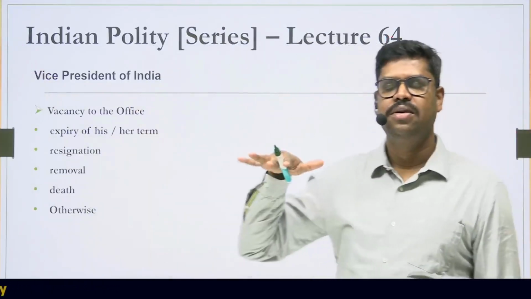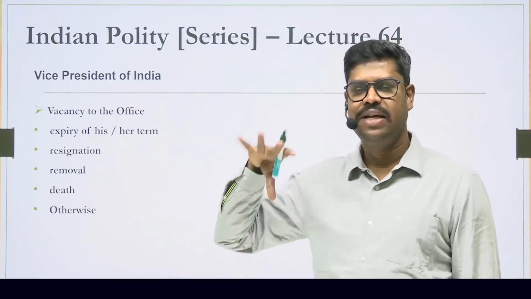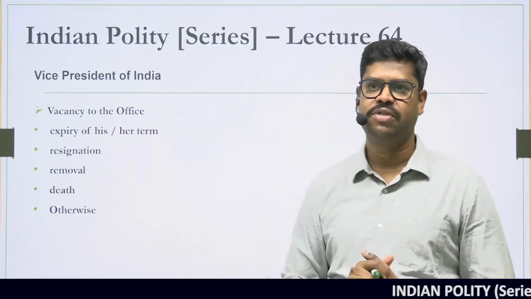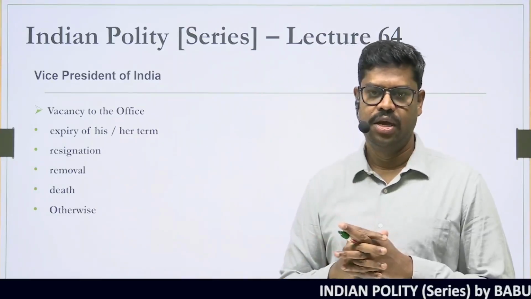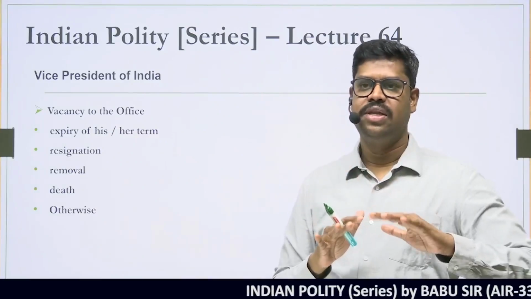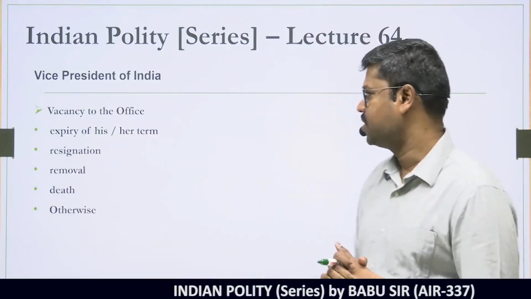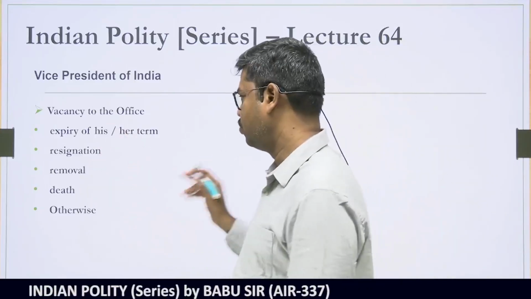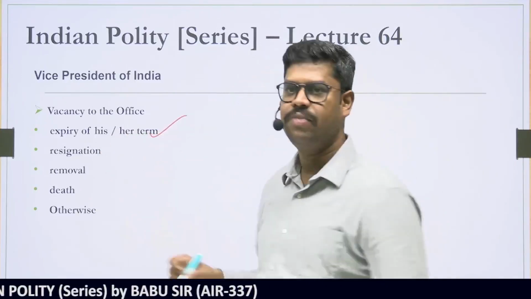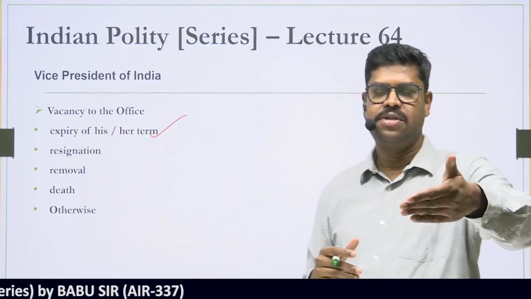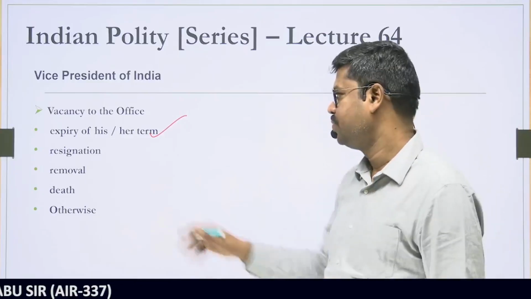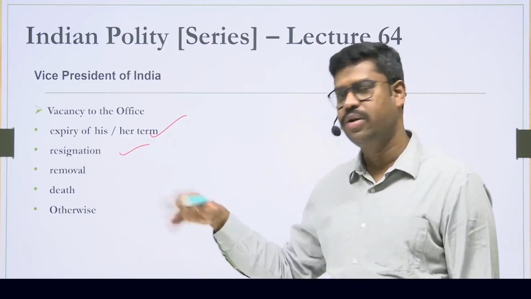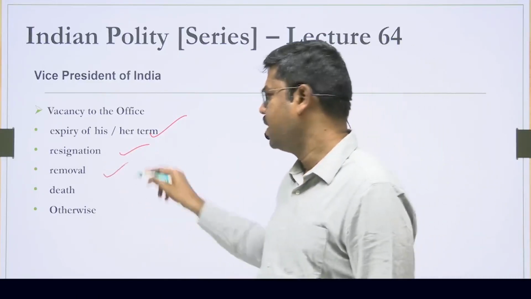Apart from that, there are also provisions in the constitution when there is a vacancy arising in the office of the vice president. Whenever there is a vacancy, what is likely to happen? And what are the grounds on which the vacancy can arise in the first place? The vacancy can arise in the office of the vice president on the following grounds. First, expiry of his term. That means the 5-year tenure of the vice president comes to an end. Or he resigns; he submits his resignation to the president, which he can do at any point of time. Or by the process of removal.